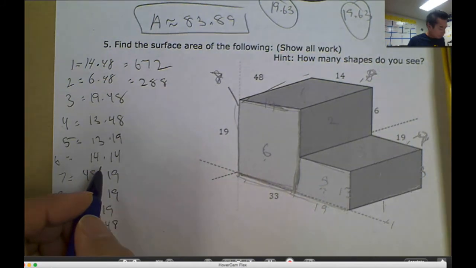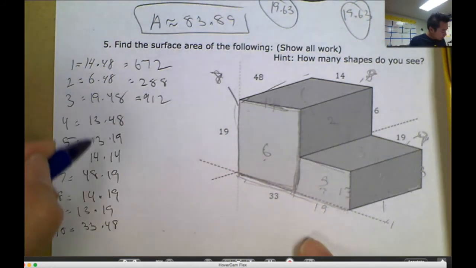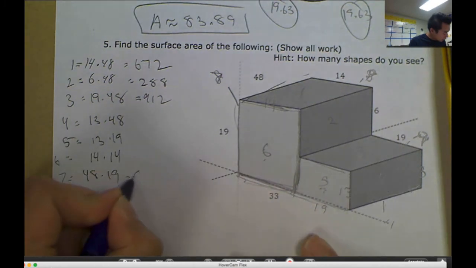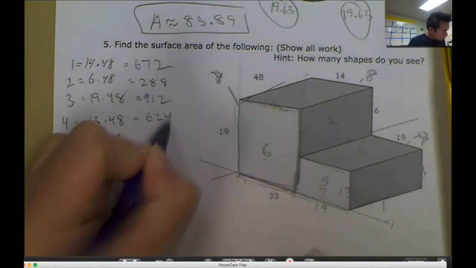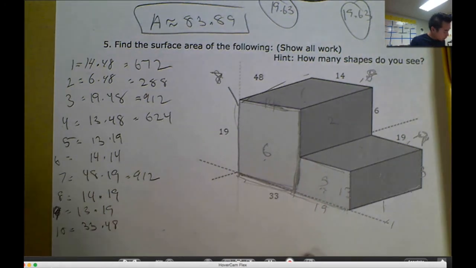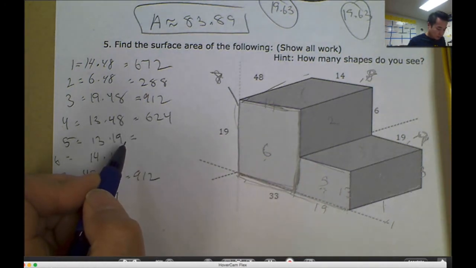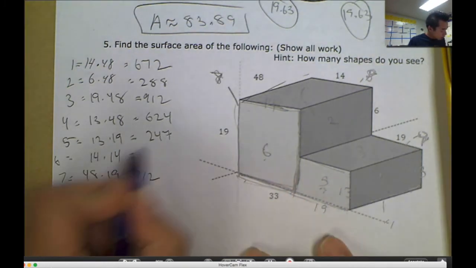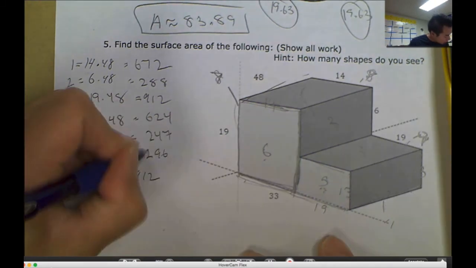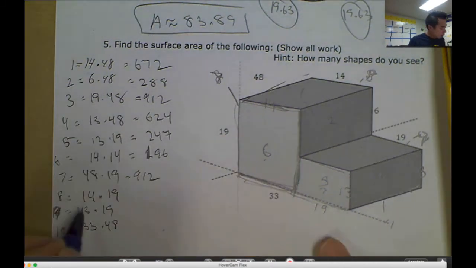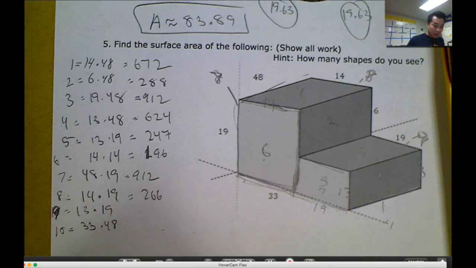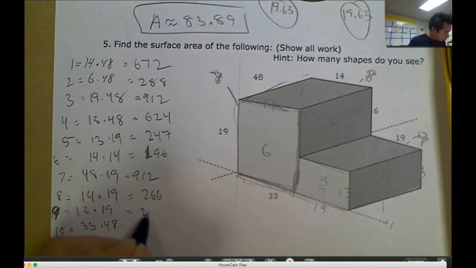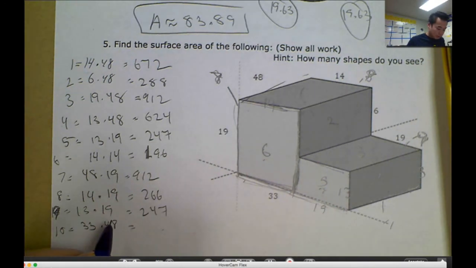19 times 48. It's going to be 912. I saw one of those earlier. Right there. 13 times 48. That's 624. Okay. Then I get 13 times 19. 247. 14 squared is 296. Excuse me, 196. 14 times 14 is 196. 14 times 19 is 266. 13 times 19. 247, and 33 times 48. It's going to be 1,584.